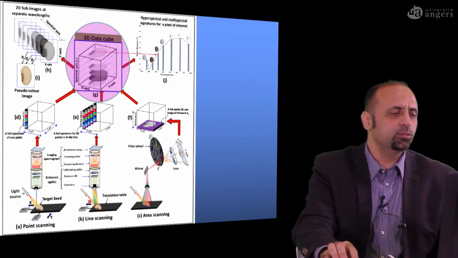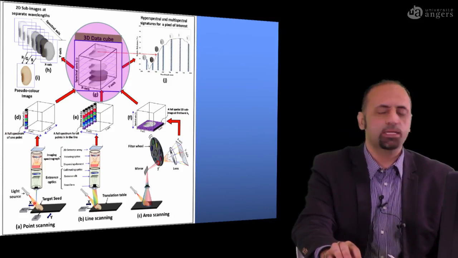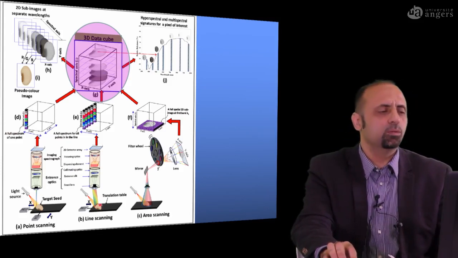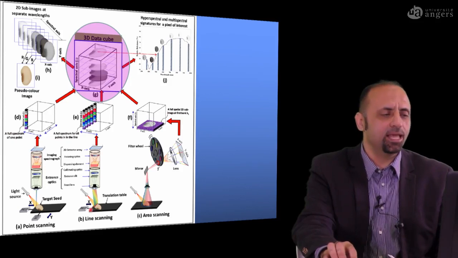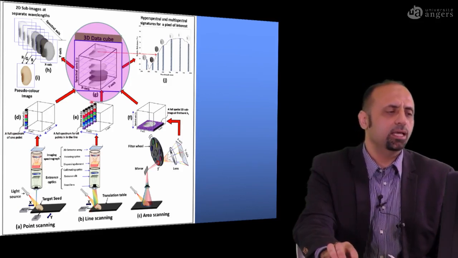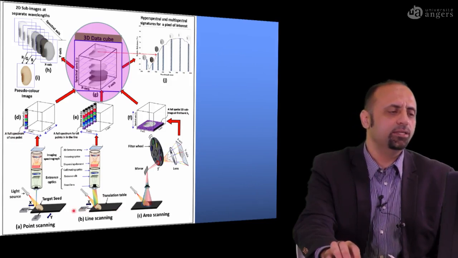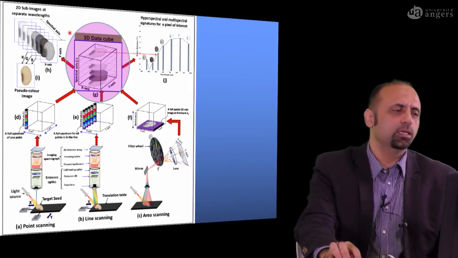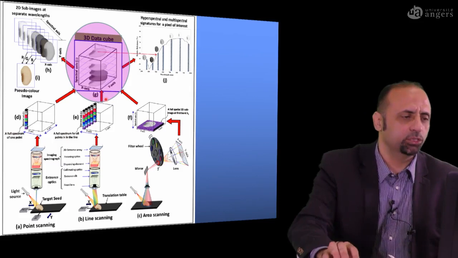In line scan, instead of acquiring spectra point by point, we scan the sample line by line. So we need to move the sample in only one linear direction, and in each movement we have the spectra of one line, as you see here. And at the end, we have the full data cube in 3D.